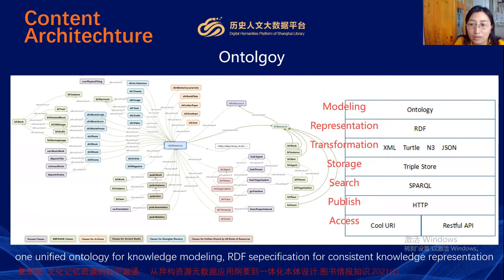The content architecture to link all data together is based on one unified ontology for data modeling, with RDF specification for knowledge representation, and the knowledge and linked open data technologies for data publishing, interlinking and open access. The one unified ontology is integrated from different ontology application profiles of different special collections.